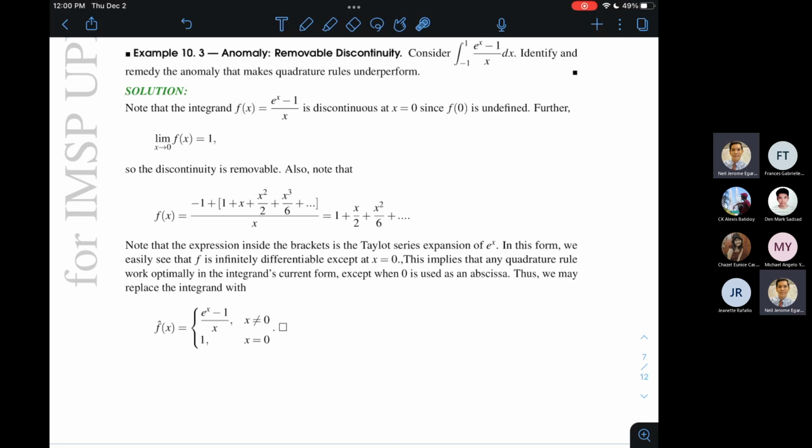Okay? So summary here, pag removable discontinuity, yung cause ng underperformance, i-remove nyo lang yung discontinuity. The usual way you do it in Math 36. Okay?